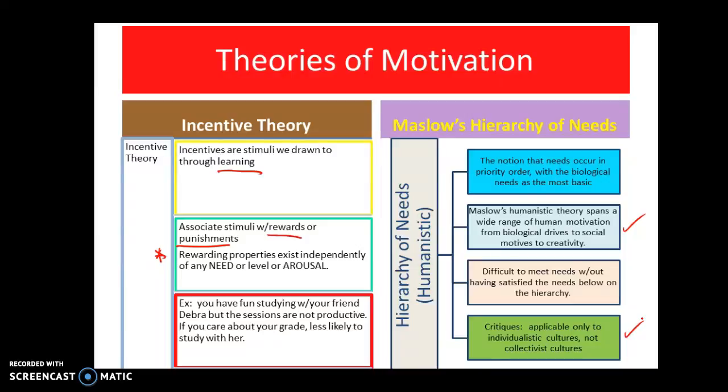Maslow's hierarchy seems to be more applicable to individualistic cultures, meaning it may not be a universally valid way to explain human motivation. It may be a valid way to explain Western motivation.